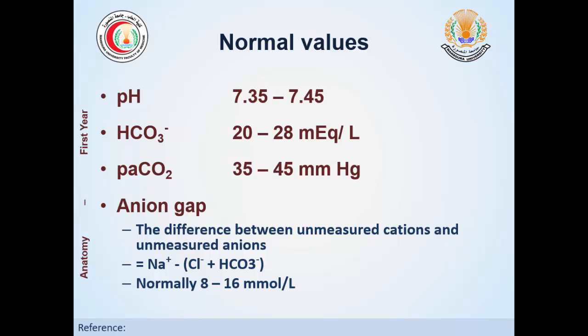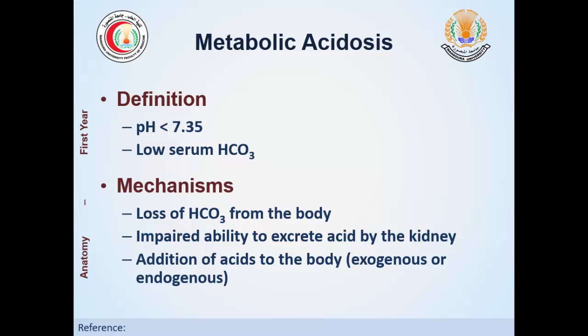What's the significance of the anion gap? I want to say that metabolic acidosis means the pH is less than 7.35 with low serum bicarb. But if a patient comes with metabolic acidosis, either he has loss of bicarb or there is added acid to the circulation. So how do I differentiate between the two? How do I differentiate between metabolic acidosis due to loss of bicarb and metabolic acidosis due to addition of acids in the body?